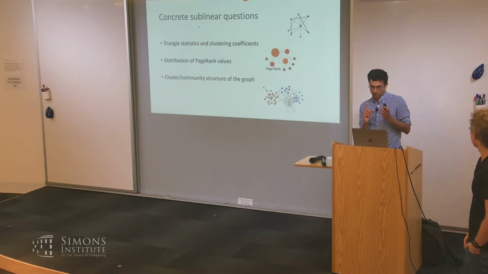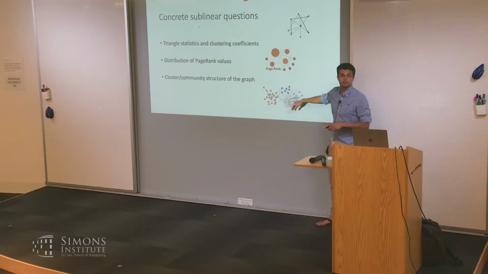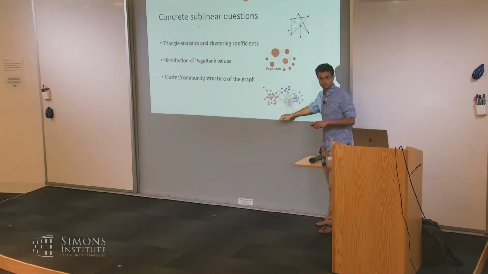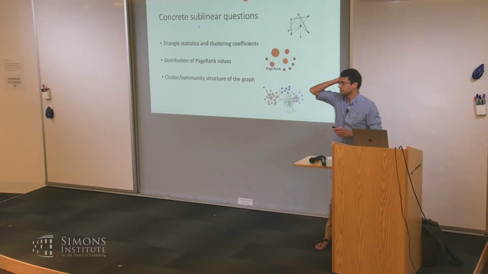But I can throw you a more concrete one, if you don't mind. Get the cluster structure of a graph. Community structure, a cluster structure, without looking at the whole graph. That would be of interest to people.